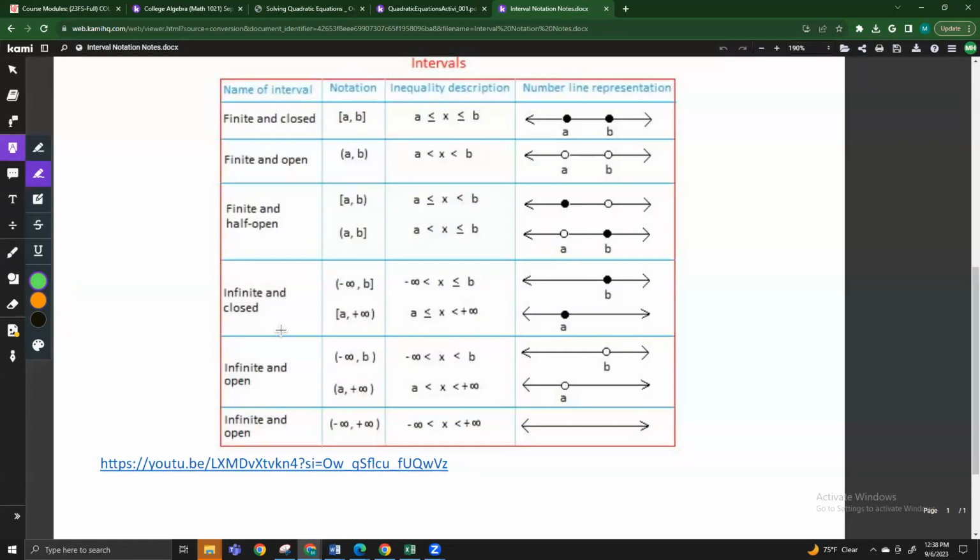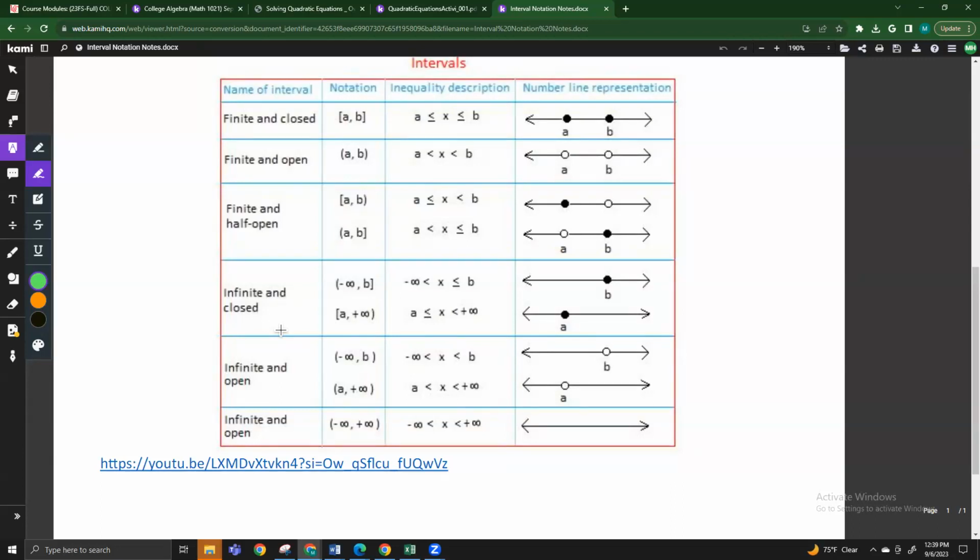This is just the math ways of what they're saying. They're saying finite, meaning it's got endpoints. It's not going off forever. Closed means the circles are closed, and like I said, you can have open circles. So closed and open means the type of circles you have. Finite means it has endpoints. Infinite means it's going off in a direction, at least one of the directions.